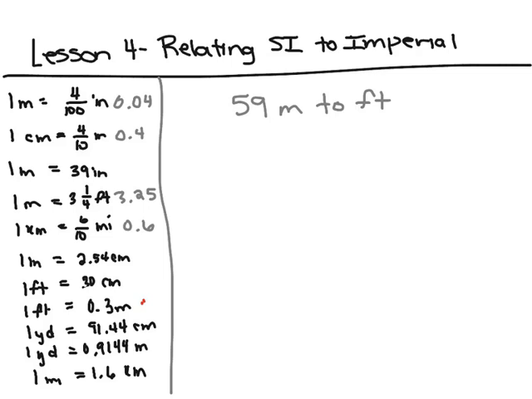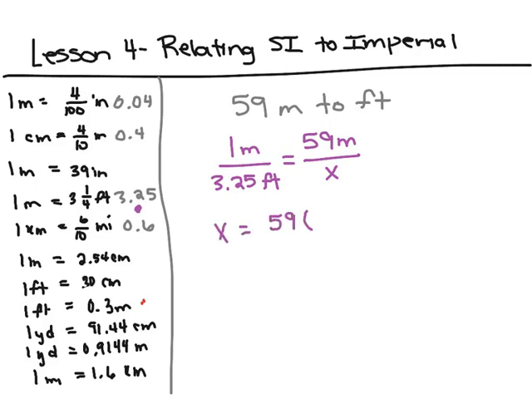59 meters to feet. So we're looking for meters to feet. So that's going to be right here. So we're going to go 1 meter is 3.25 feet. And we know we have 59 meters, and we're looking for our feet. So X is going to be equal to 59 times 3.25 feet. And we're dividing by 1, and our units will cancel. So X will be equal to 191.8 feet.